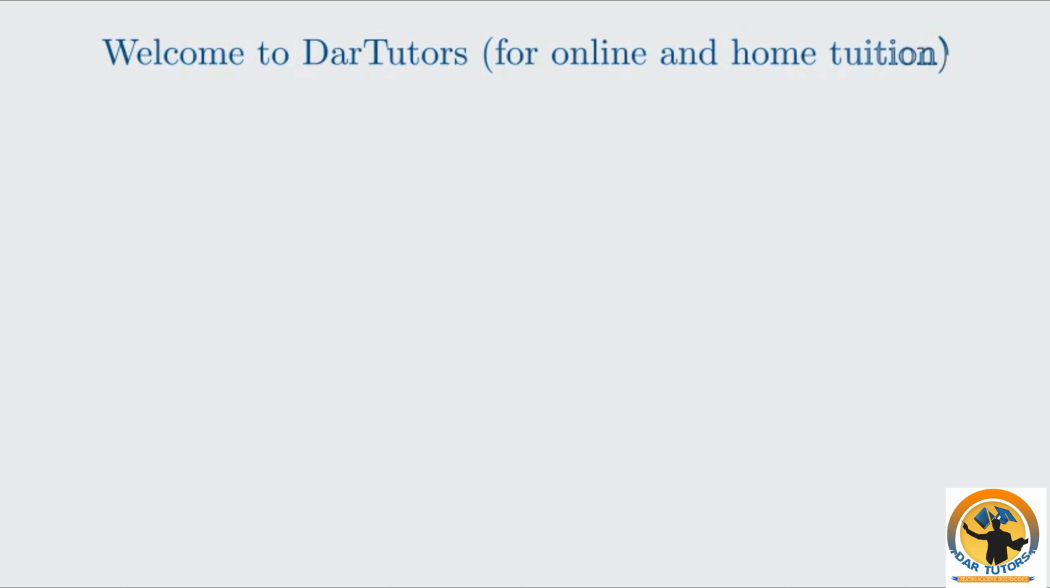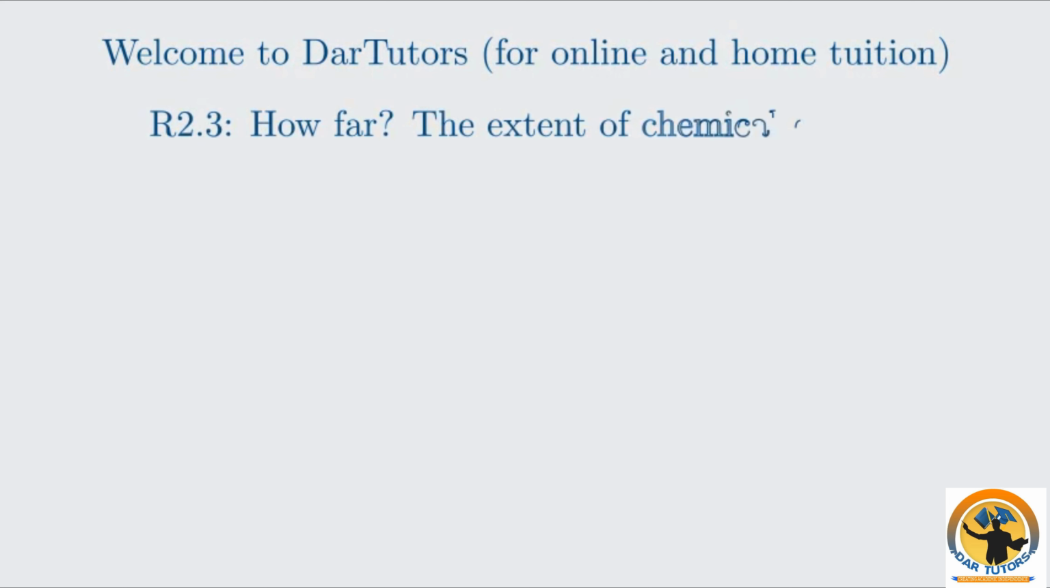Welcome to DAR Tutors. Today, we will begin our exploration of chemical equilibrium, a fundamental concept in higher-level IB chemistry. This topic, R2.3, is titled How Far? The Extent of Chemical Change. It is essential for understanding how and why many chemical reactions proceed.